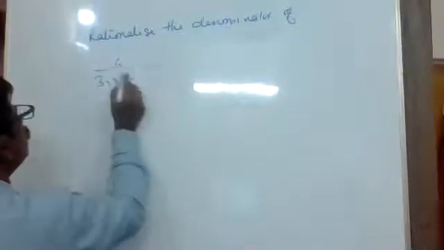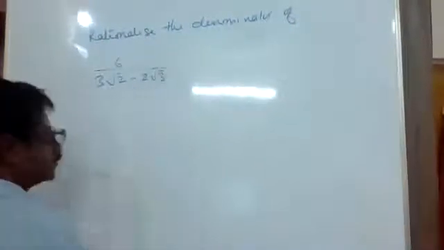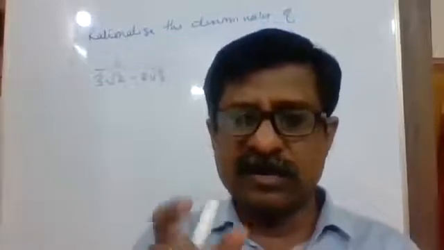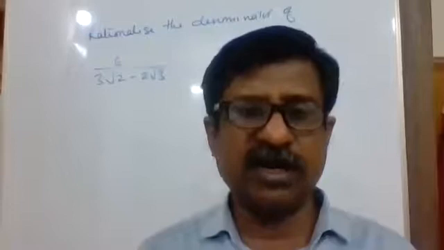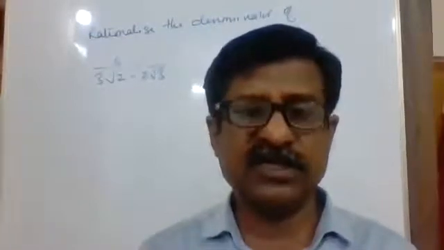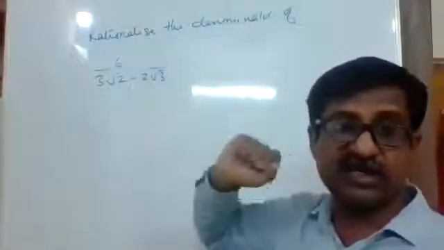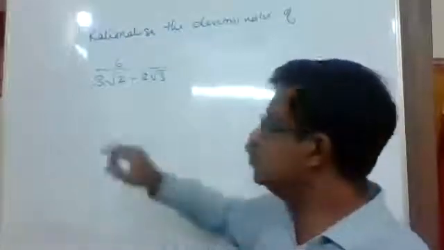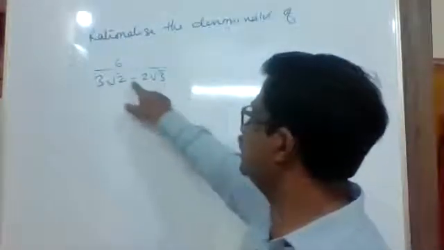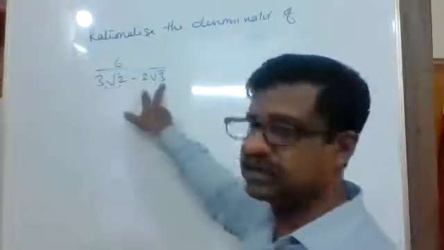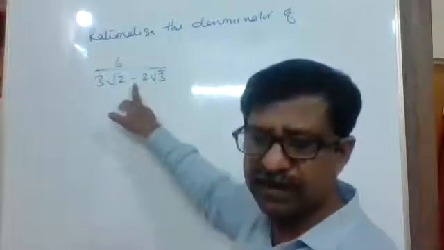6 upon 3 root 2 minus 2 root 3. We don't have to see the numerator, no matter whatever the numerator is. We have to see the denominator. If the denominator is a binomial, now we have to decide whether it is a monomial or binomial. Two terms, one is 3 root 2, other is 2 root 3. They are separated by a minus sign. This is a single term. This is another term.